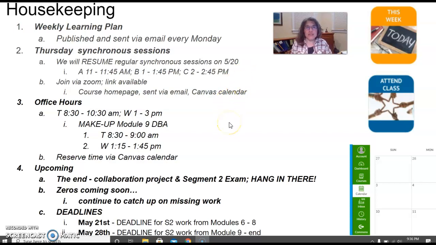In terms of office hours this week, they will happen at their regular time intervals on Tuesday from 8:30 to 10:30, Wednesday from 1 to 3 p.m. If you are somebody who needs to still make up and complete your Module 9 DBA, your last opportunities to do so are this week during office hours. There are 2 time slots that have been made available for you. You need to reserve one of those times and attend it ready to engage in our conversation about Module 9. Those times are from 8:30 to 9 on Tuesday and from 1:15 to 1:45 p.m. on Wednesday.